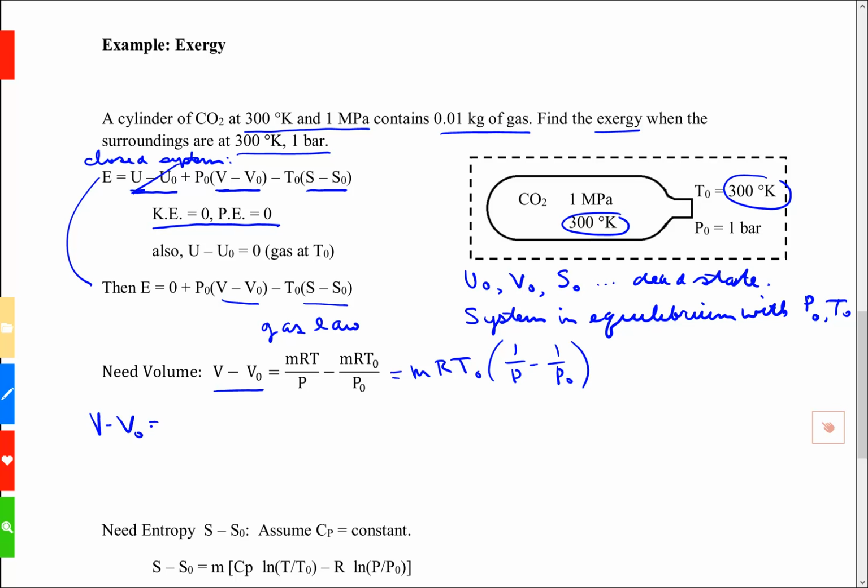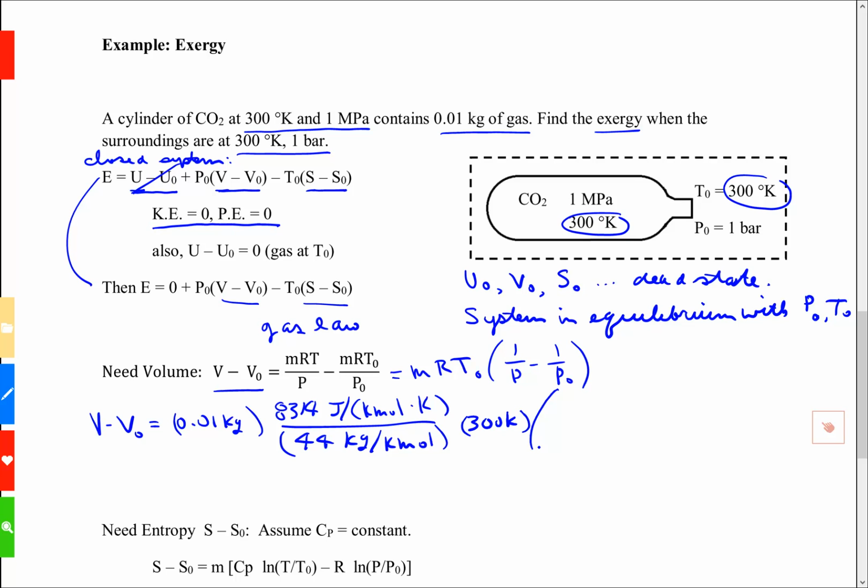V minus V0 is going to be 0.01 kilogram times the gas constant. I'm going to write that as 8314. That's in joules per kilomole per Kelvin. And I need to divide that by 44. That's molecular weight. 44 kilograms per kilomole for carbon dioxide. Then I need the temperature of the surroundings. Oops. Temperature of the surroundings is 300 K. And I need the pressures. The tank is at 1 megapascal, that's 10 to the 6th pascals. And the surroundings is a bar, that's 10 to the 5th pascals.